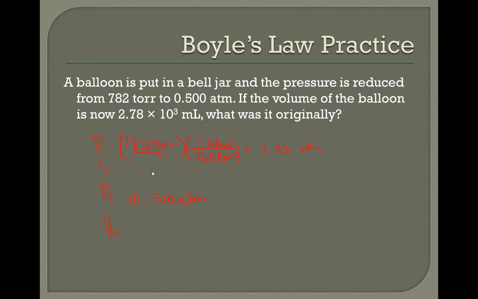If the volume of the balloon is now 2.78 times 10 to the third milliliters, what was it originally? So the first thing we want to do is set up our equation. 1.03 atm times x is equal to 0.500 atm times 2.78 times 10 to the third milliliters. We're going to multiply that out.